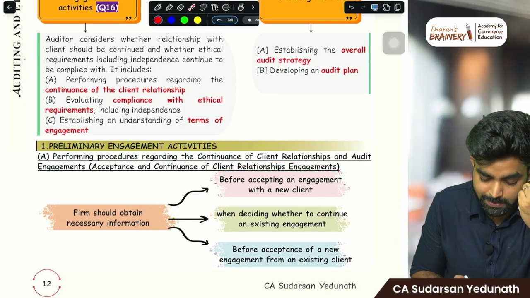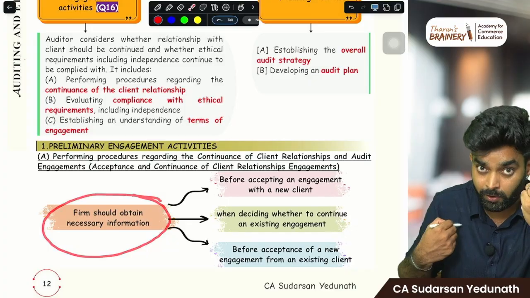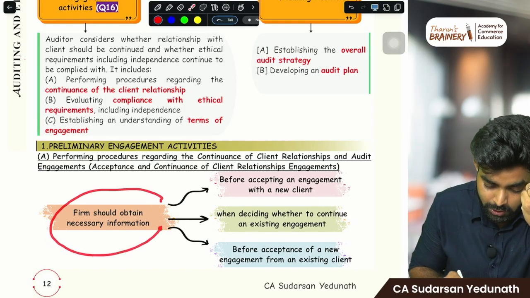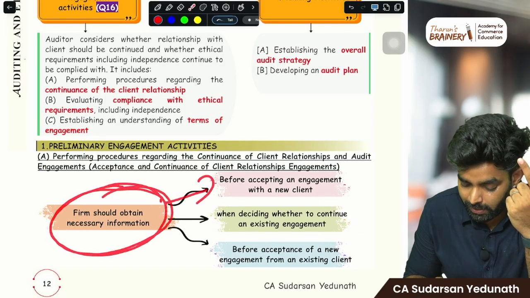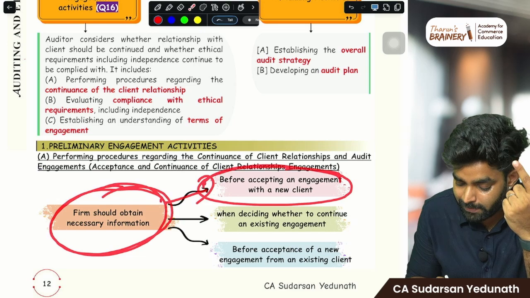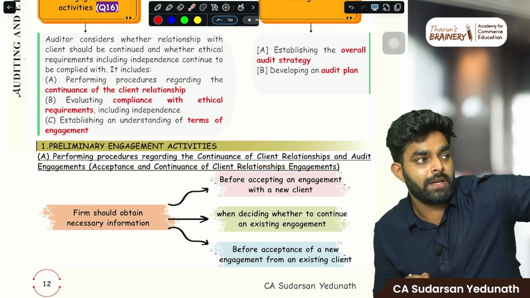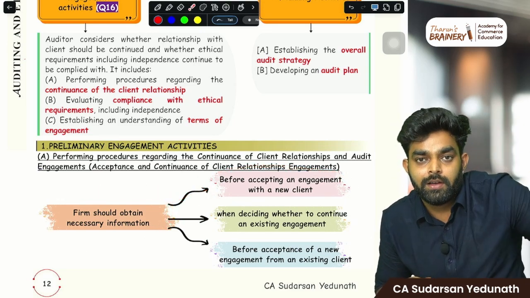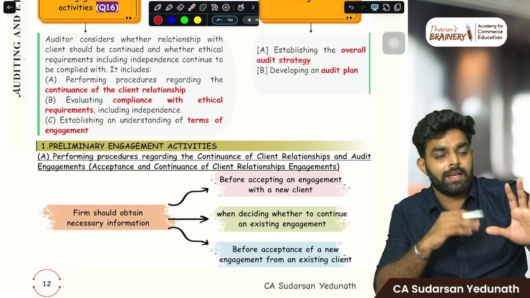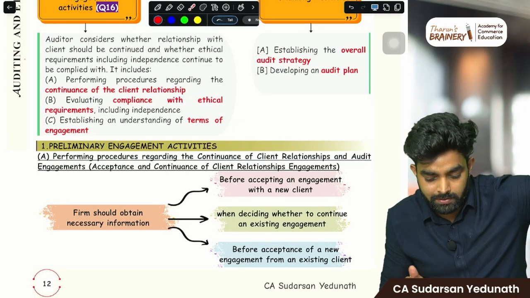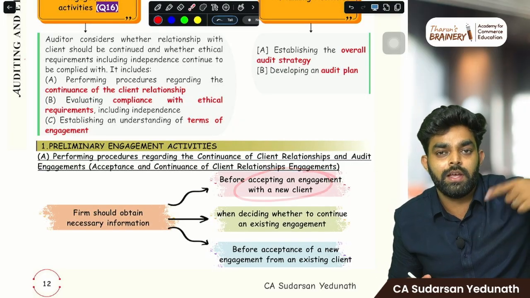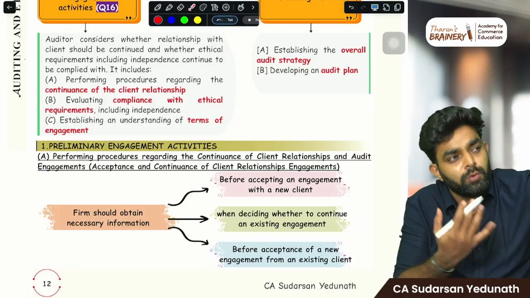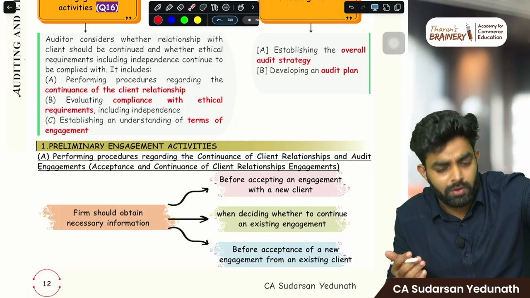Before accepting the engagement, the firm needs to obtain. Firm means us, the audit firm, me, the chartered accountant, needs to obtain necessary information before accepting an engagement from a new client. Imagine a new client is coming. So before accepting audit work from him, saying that I will do the audit work, check his integrity, check whether we are competent, everything. Check whether we can do the work. Check whether he is a fraud or not, everything.